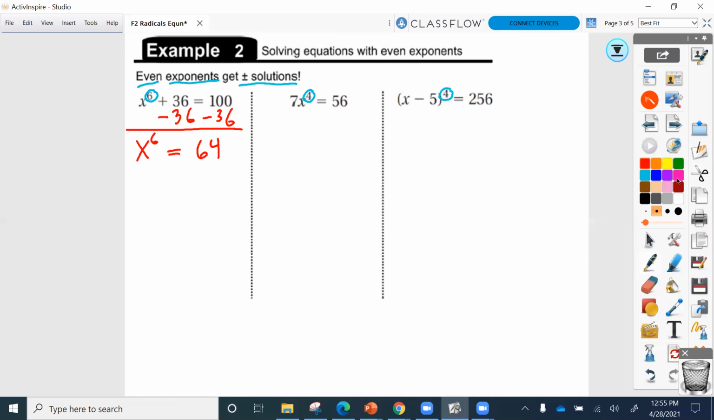So from here, we're going to take the sixth root of both sides. So we just get x here. And notice we have to do plus or minus. So we get x is equal to plus or minus the sixth root of 64. If you put that in your calculator, you'd actually get a whole number, which would be 2.